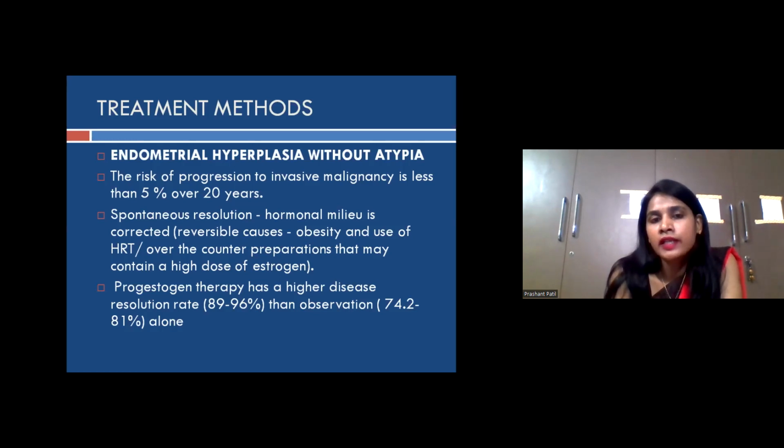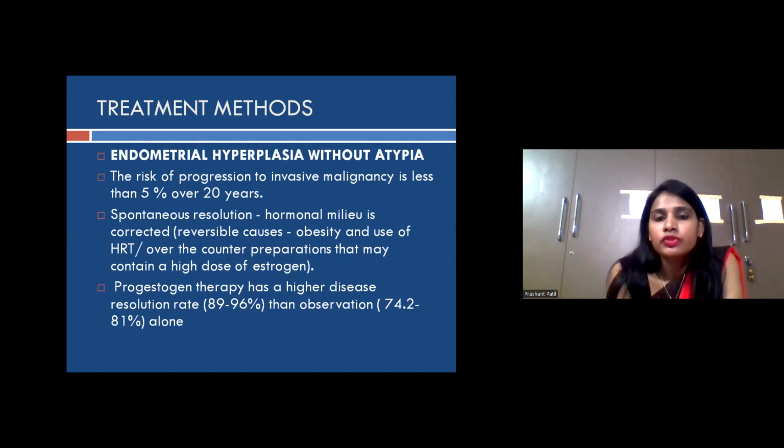So conservative, like Kasturi madam was initially telling, the conservative method is always there, and there is a high chance of spontaneous resolution if the hormonal milieu is corrected. Supposing there are reversible causes like obesity, or if the woman is using hormone replacement therapy or any high dose estrogen preparations, those things can be stopped, and once the hormonal milieu is corrected, there is a chance of spontaneous regression.